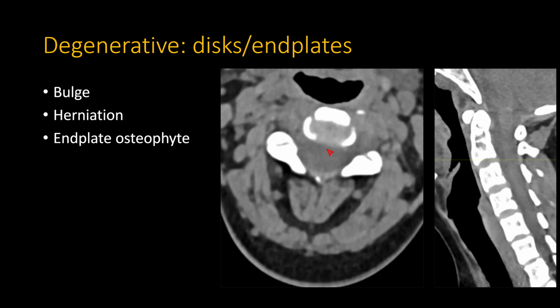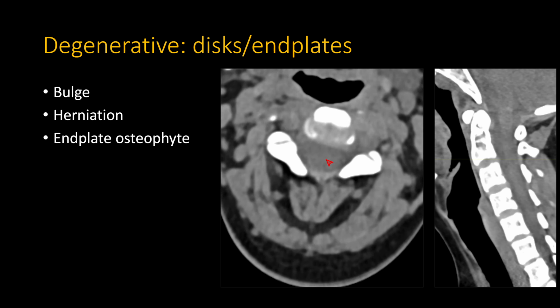Herniations, you can kind of describe them by locations, like central. So right here would be central. You can have subarticular herniations right here. You can have foraminal herniations going into the neuroforamen, or extraforaminal, which is outside the neuroforamen right here.